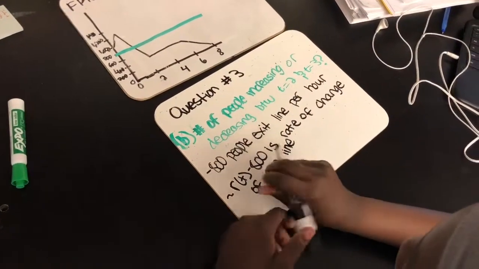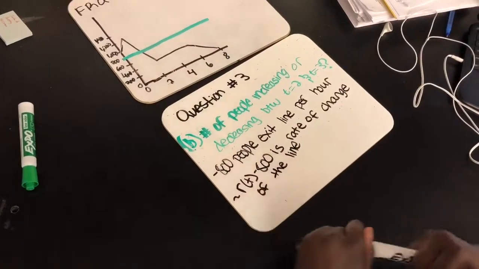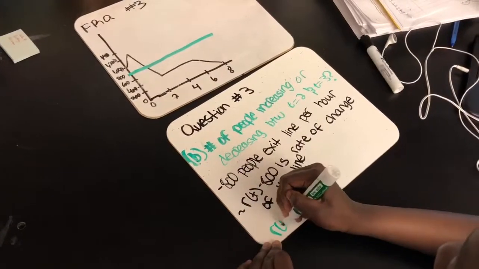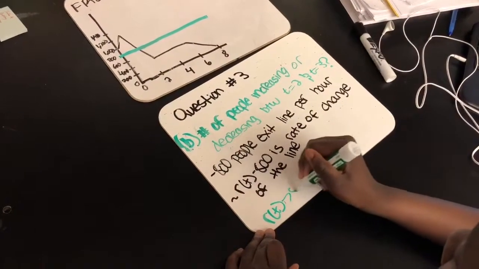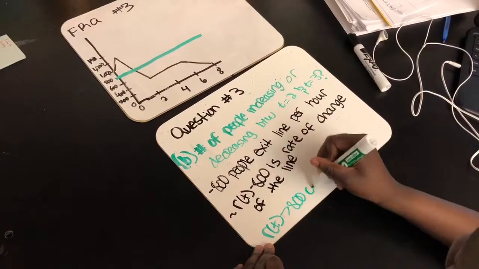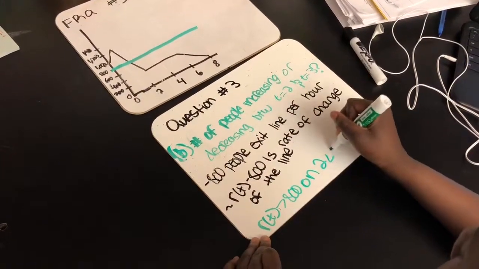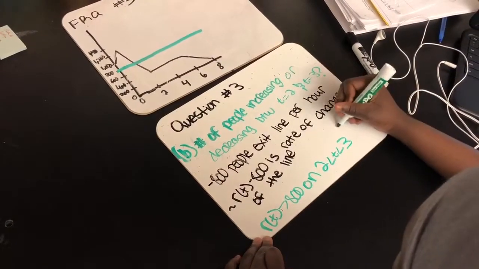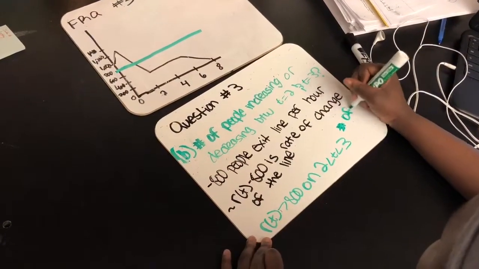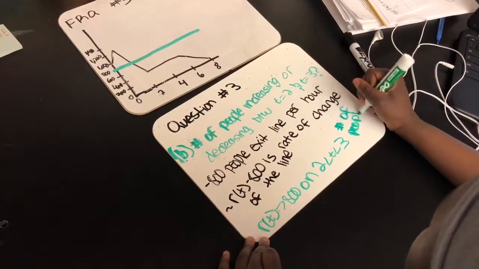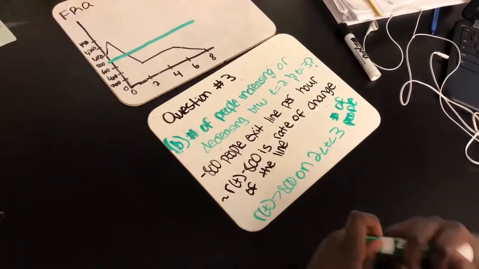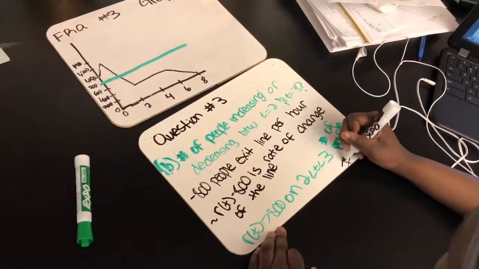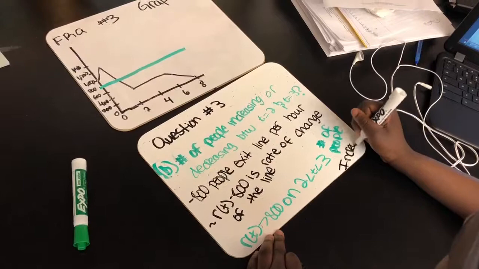So R of t and 800, right? So 800 on 2 is less than t and t is less than 3. So the number of people is increasing between t equals 2 and t equals 3. It is increasing because 2 is less than t, but t is less than 3. Don't forget that. And always use your graph as well.